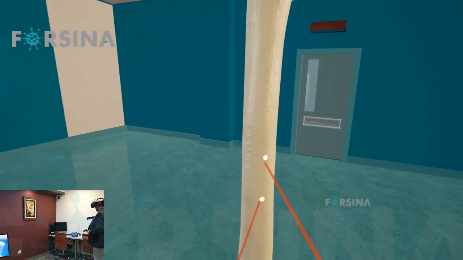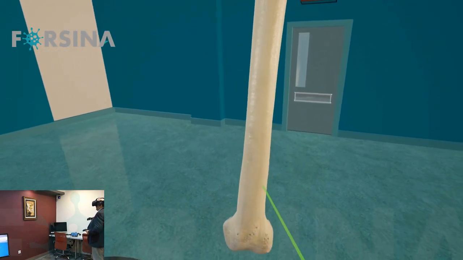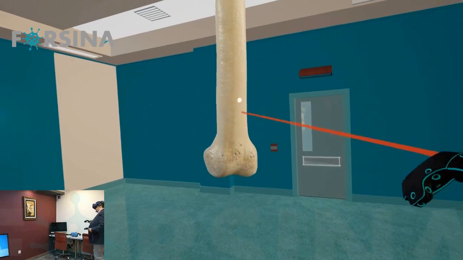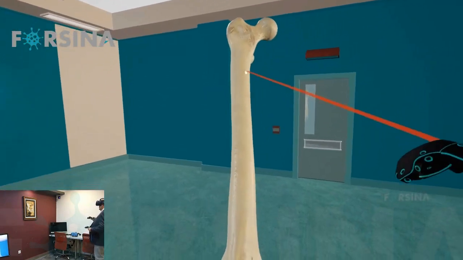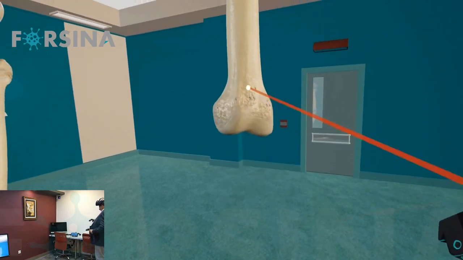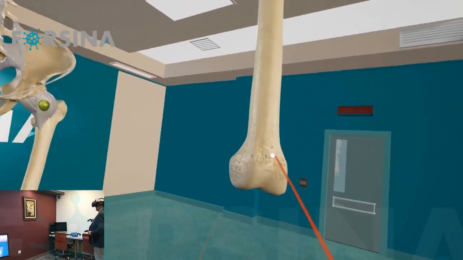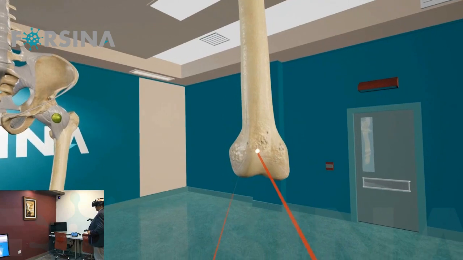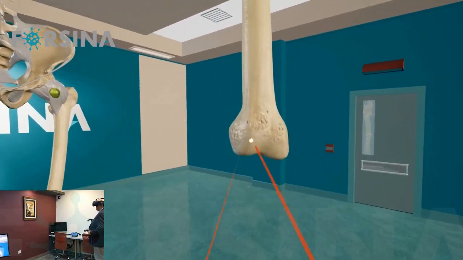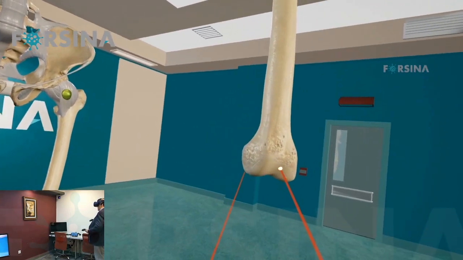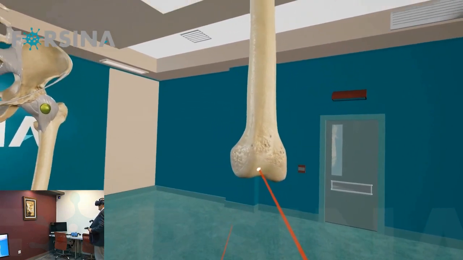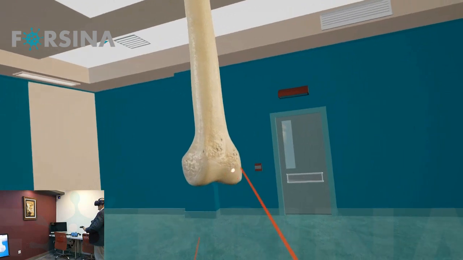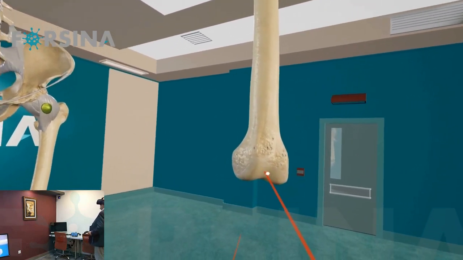Now if we move to the lower end of the femur, we would see the distal end, inferior end, or the lower end of the femur. This part shares in the formation of the knee joint. It articulates with the tibia and the patella.